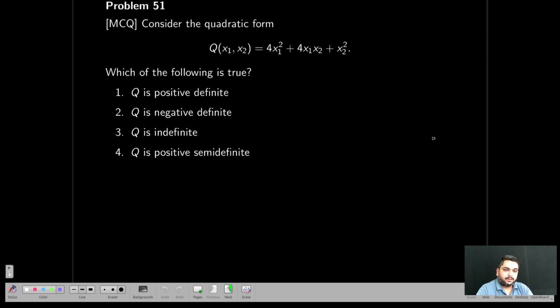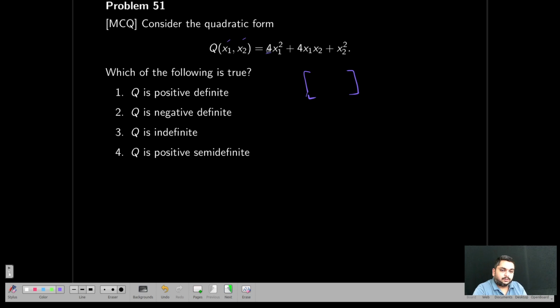Consider the quadratic form given. Which of the following is true? To find this, we find the eigenvalues. Based on the eigenvalues, you can tell whether it's definite or indefinite. So let us write the matrix for this first. How many variables? 2 are there. So we'll have a 2 cross 2 square matrix.